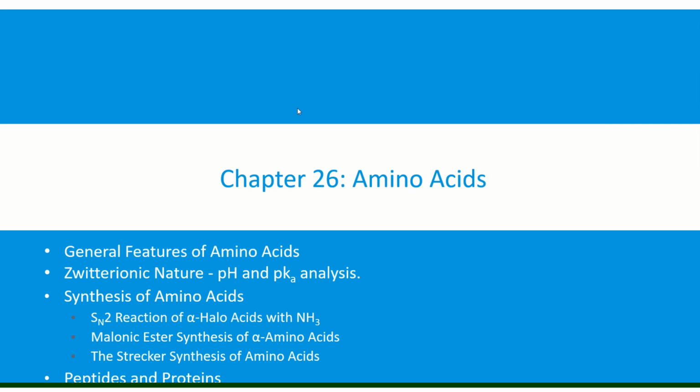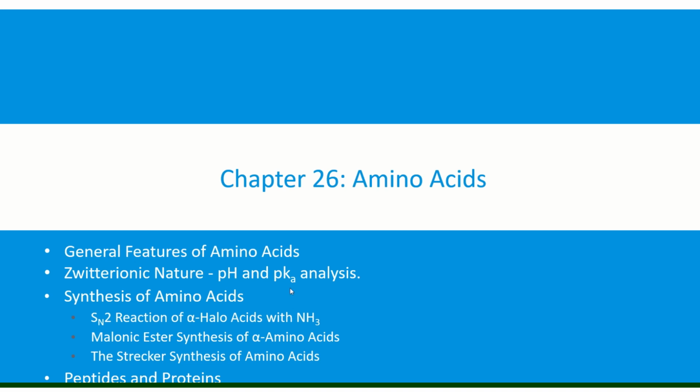So this presentation is concerned with the amino acids, and just some general ideas about the amino acids, some physical properties. One of the things we want to also look at is, of course, the zwitterionic nature of these amino acids. So how does the pH perturb the species? And that can be done by thorough pK analysis. We'll also look at some synthetic procedures that occur with these amino acids.